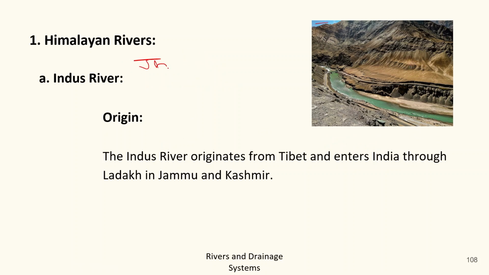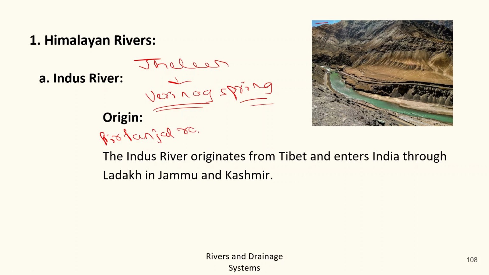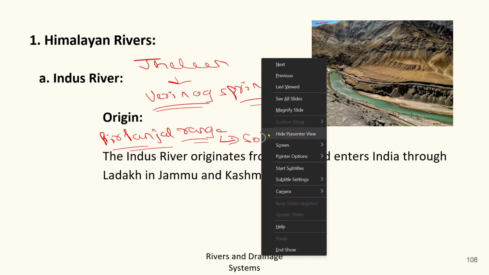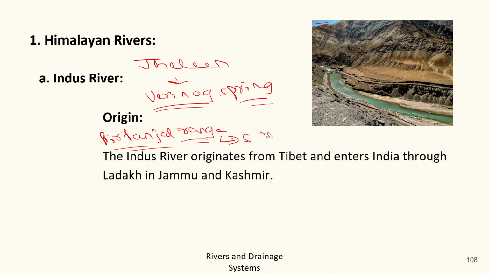The first one is the Jhelum. Jhelum basically originated from the Verinag spring on the Pir Panjal range. Got it? Pir Panjal is a region of Southeast Kashmir, where the Jhelum originated.